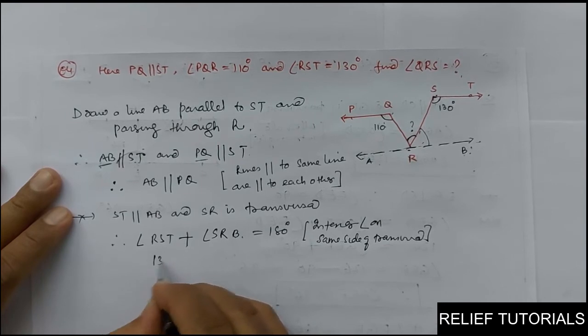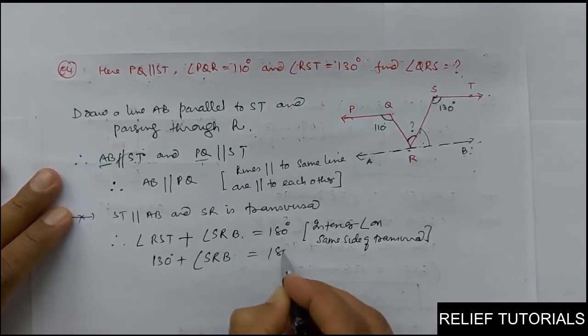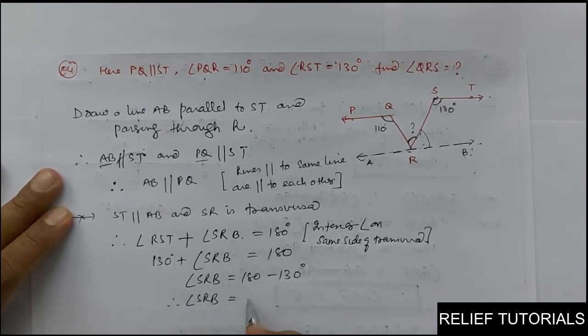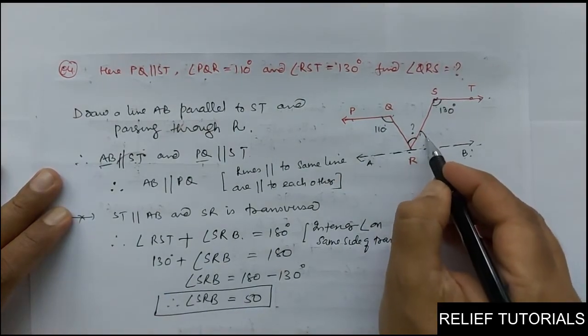Now angle RST is 130 degrees, plus angle SRB is equal to 180. So angle SRB is equal to 180 minus 130. Therefore, angle SRB is equal to 50. So we got this 50.